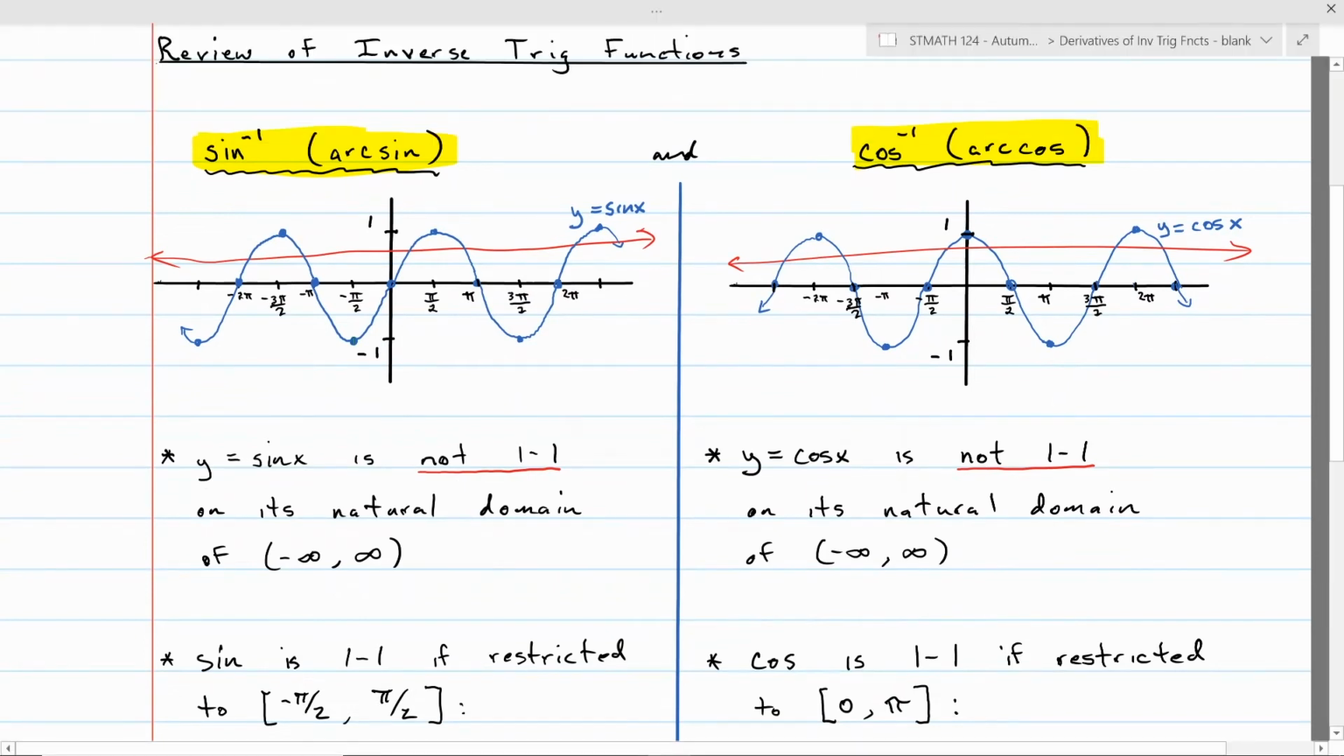So if I just look at this piece of the sine function, it goes from here to here, it does actually pass the horizontal line test there, because the green part of the graph is only crossed by a horizontal line once. And similarly with the cosine function, if we restrict its domain to be between 0 and pi, it passes the horizontal line test there. So those are the restrictions we're making on the domain just to get something that's one-to-one.